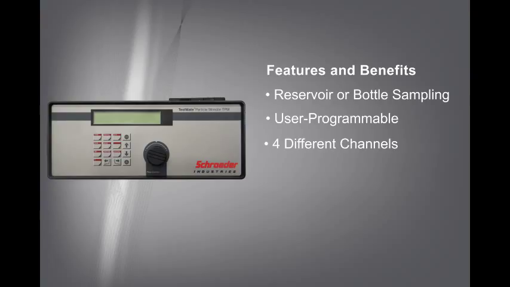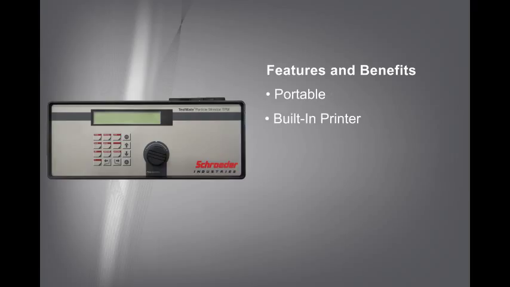The TPM is extremely convenient. It is portable and has a built-in printer. This means you no longer have to return to your office to make printouts. Fluid cleanliness data is automatically documented on a small slip of paper. This makes on-site recording of contamination quick and simple.